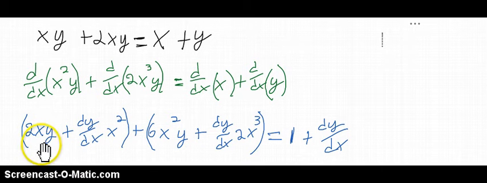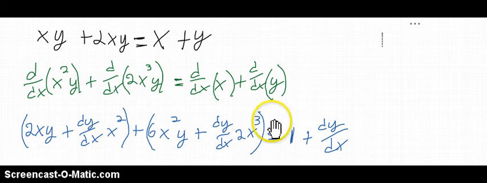So we get 2xy, and in these ones here we need to do a product rule because it's x squared times y. So we get 2xy plus dy/dx x squared is the first one, plus the second one turns into 6x squared y plus dy/dx of 2x cubed equals the derivative of x is 1 and the derivative of y is dy/dx.